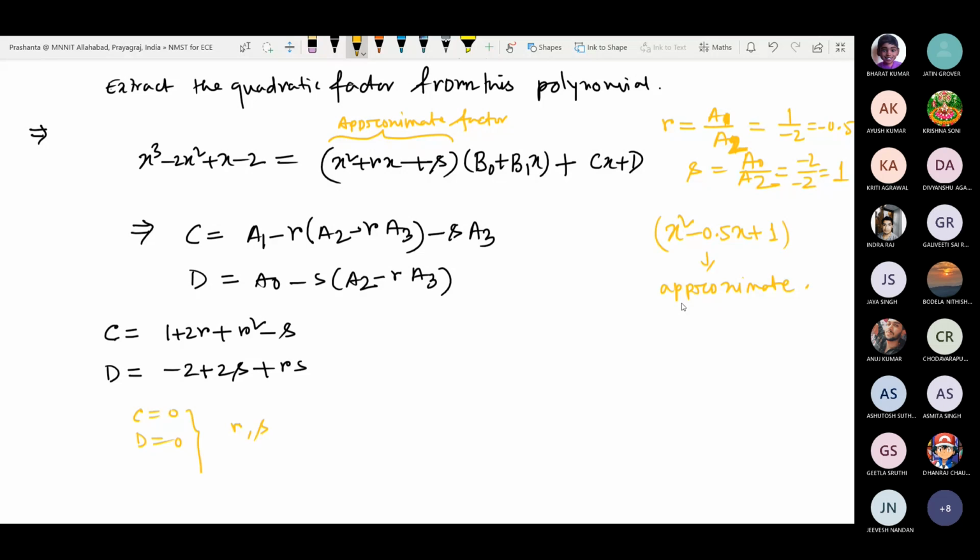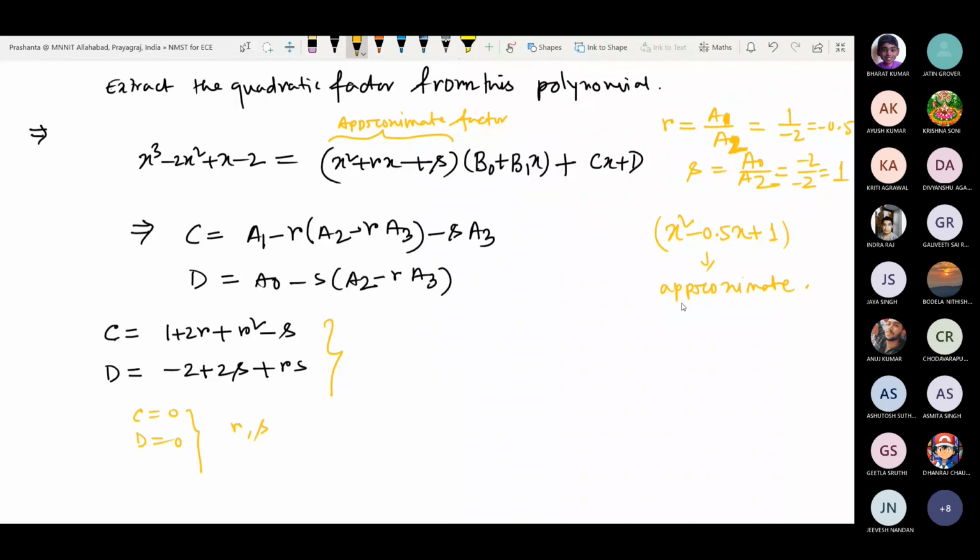But C equals to 0 and D equals to 0, is this a system of linear equations or non-linear equations? Non-linear equations, and solving non-linear equations is not an easy job. If you can directly solve R and S from these two equations, it will be better. You will directly get the exact factor. No need to do the iterative procedure which I am going to write.